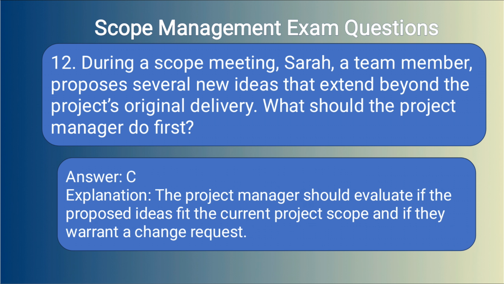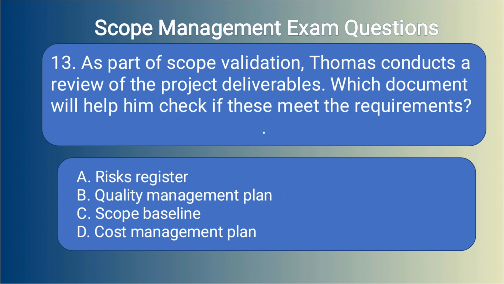Answer: C. Explanation. The project manager should evaluate if the proposed ideas fit the current project scope and if they warrant a change request. 13. As part of scope validation, Thomas conducts a review of the project deliverables. Which document will help him check if these meet the requirements? A. Risks Register. B. Quality Management Plan. C. Scope Baseline. D. Cost Management Plan.